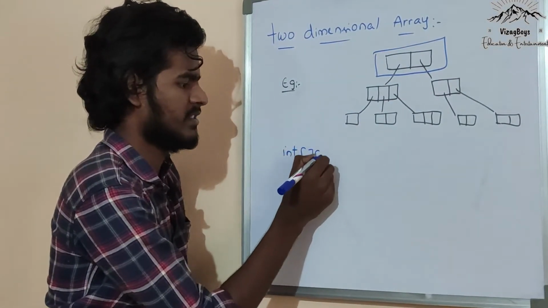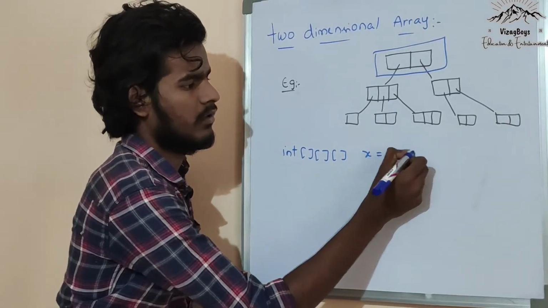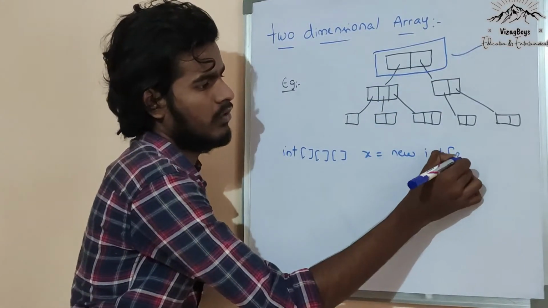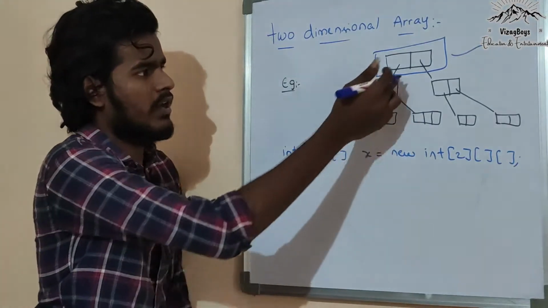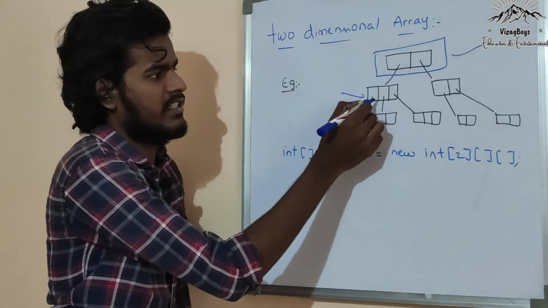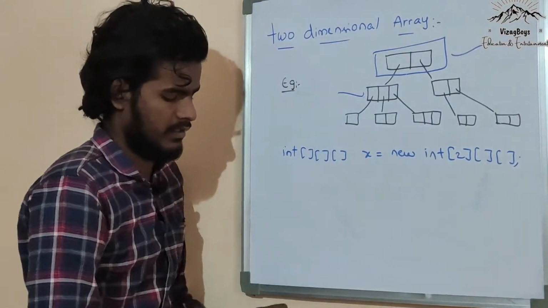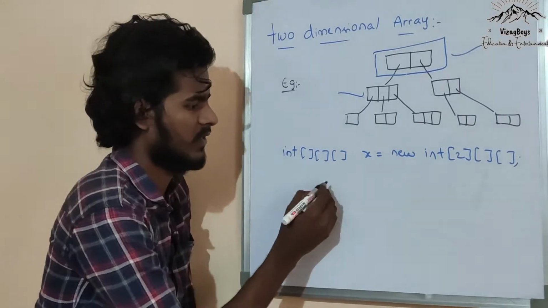int 3-dimensional array x is equal to new int. What is the base size? 2. What is the next level? Array size is 3, 2, 1, so it's different, so just leave it. Listen carefully.